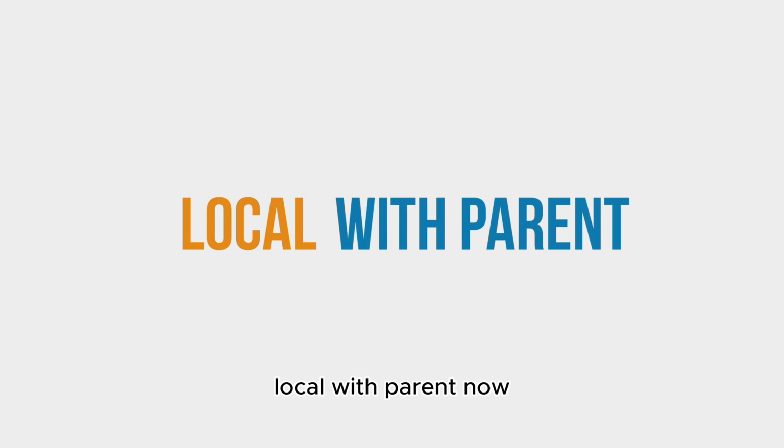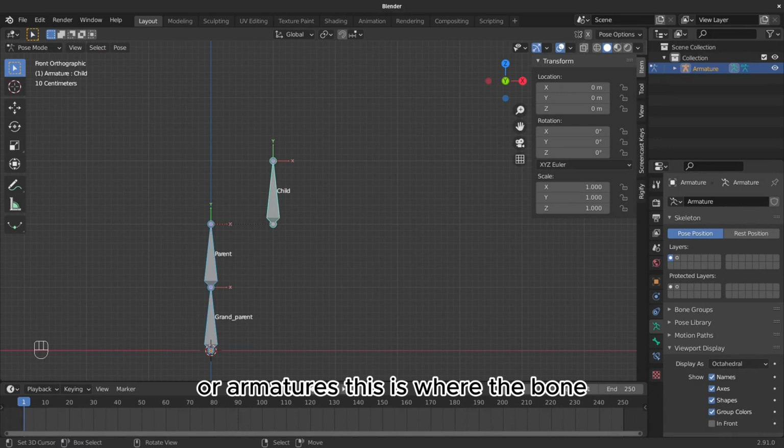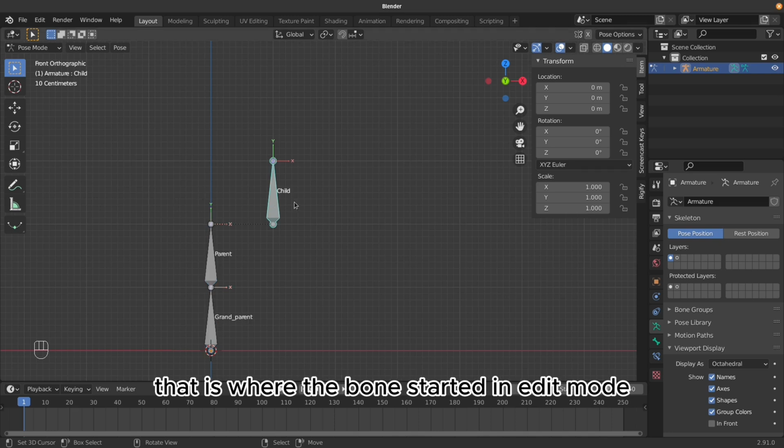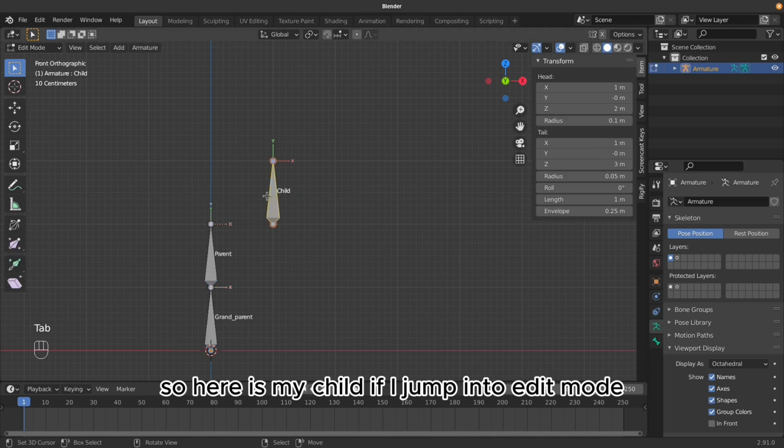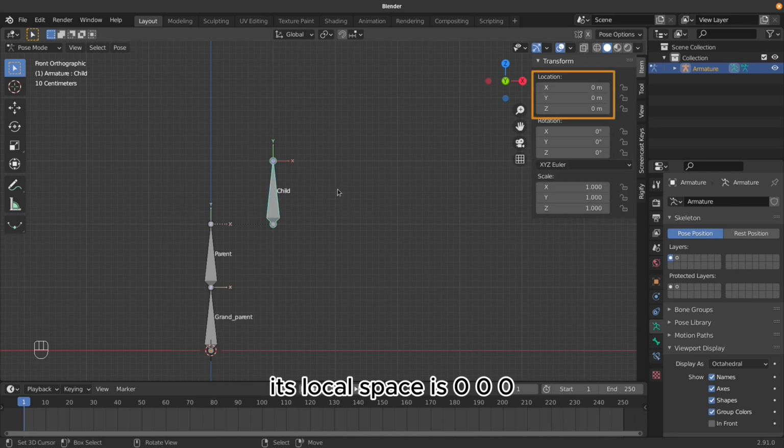Local with parent. Now this space type is only available for bones or armatures. This is where the bone properties are actually evaluated relative to its rest position. That is where the bone started in edit mode. So here is my child. If I jump into edit mode, you can see it's in the same spot. Its local space is 0, 0, 0.